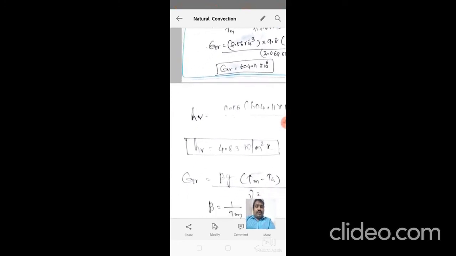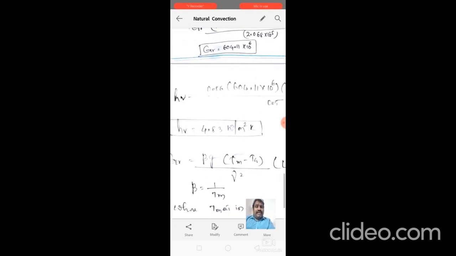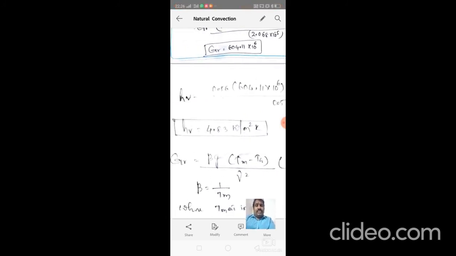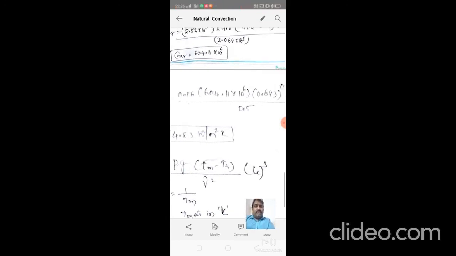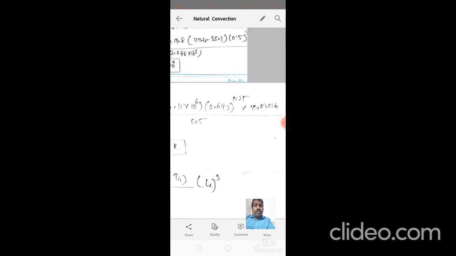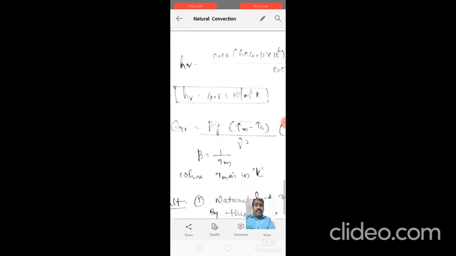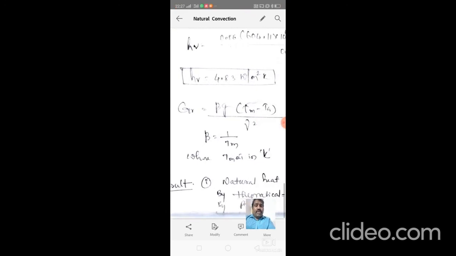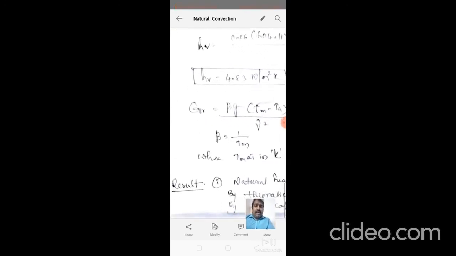Once we have the Grashof number, we can substitute this value and get the heat transfer coefficient, that is h_v is equal to 0.56 into (604 into 10 to the power of 6 into 0.693) whole to the power of 0.25 into 0.0316 divided by 0.5. It becomes h_v equal to 4.83 watt per meter square Kelvin. This is how we can calculate the value of the heat transfer coefficient.